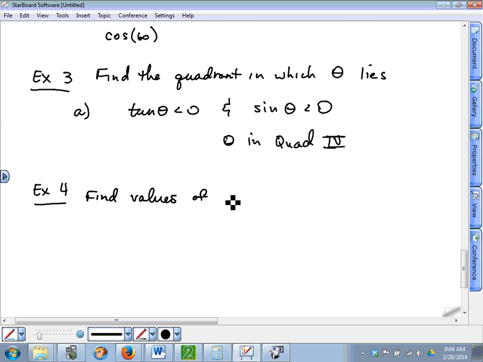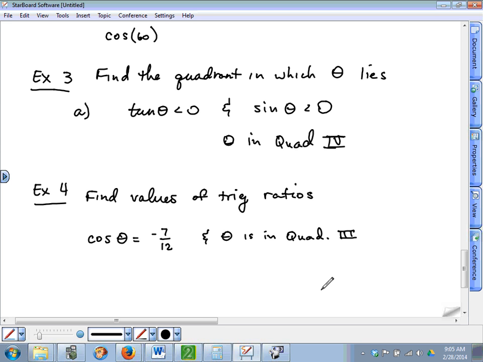Find the values of the trig ratios. Rather than giving you the diagram of a triangle or the diagram of an angle, I would tell you something like the cosine of theta is equal to negative 7/12, and theta is in quadrant 3. So the cosine of theta is negative 7/12, and theta is in quadrant 3.